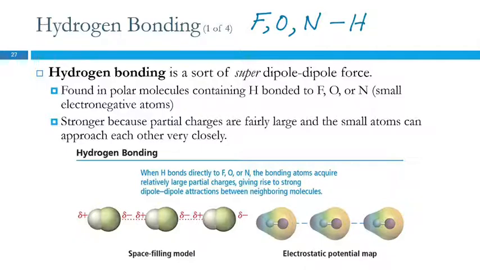So how do we remember what we need for hydrogen bonding? Do you guys see the movie E.T.? If you haven't, you should watch it. It's a classic. E.T. was this alien, and he would point at the sky, and what did he say? E.T. phone home, right? F-O-N-H, phone home. So if you have fluorine, oxygen, or nitrogen bonded to hydrogen, it's going to have hydrogen bonding.